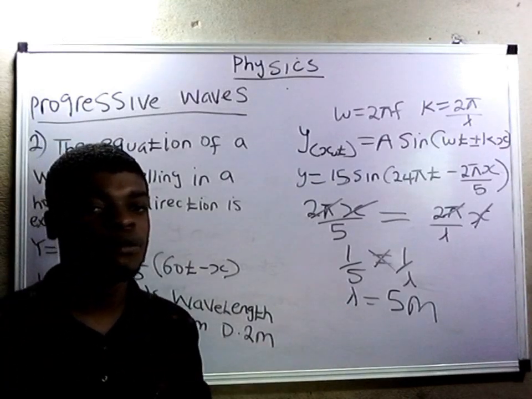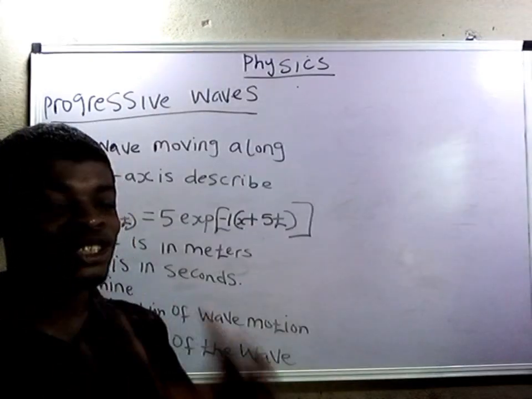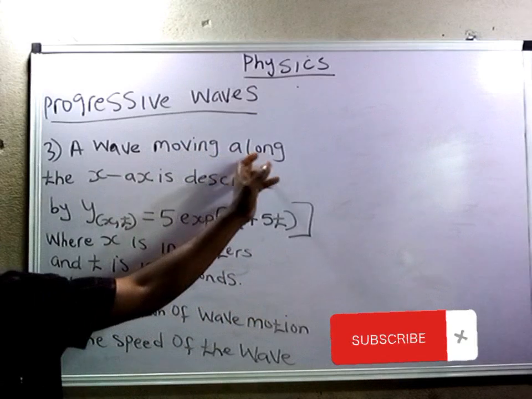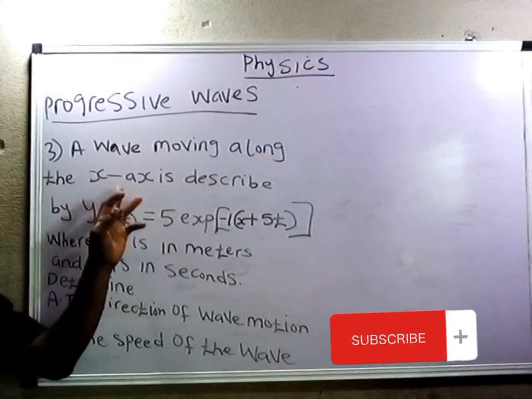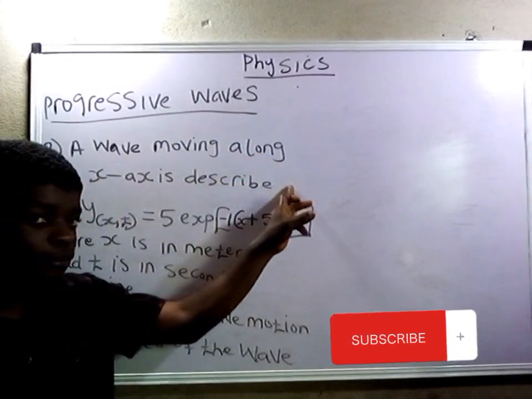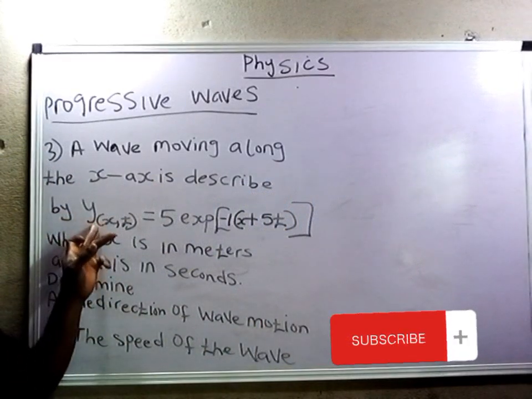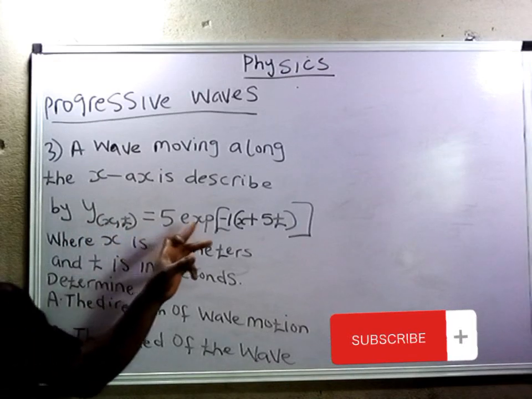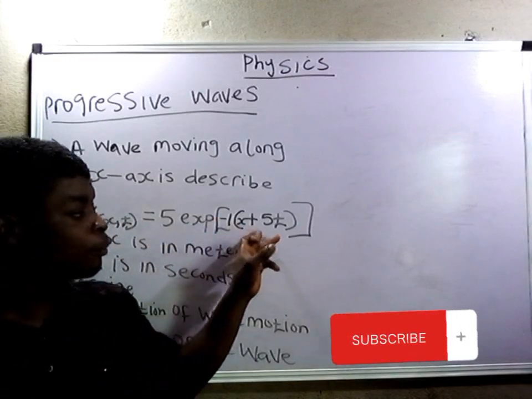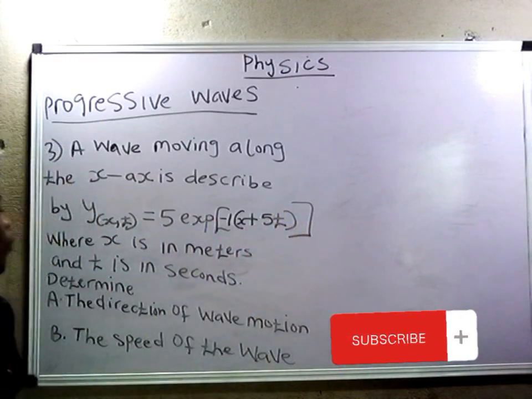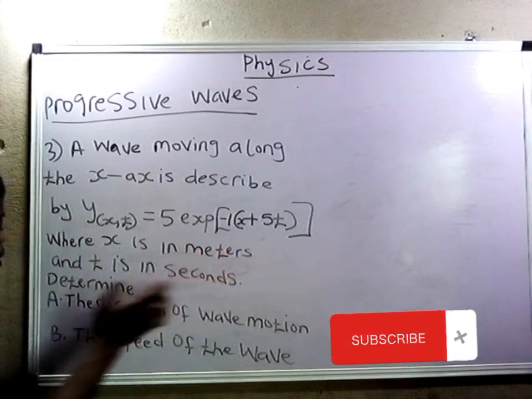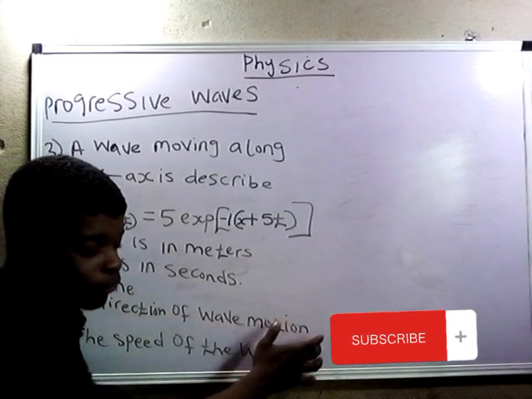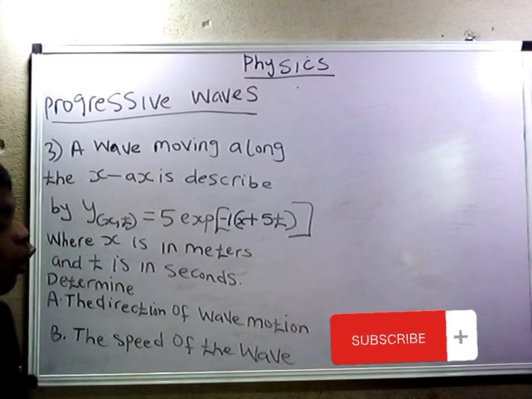Let's take the question theory on this video lesson. Okay guys, on this question theory, we have that a wave moving along the x axis is described by y(x,t) equals 5 exponential minus (1 x plus 5 t), where x is in meters and t is in seconds. Determine a, the direction of the wave motion, and b, the speed of the wave.